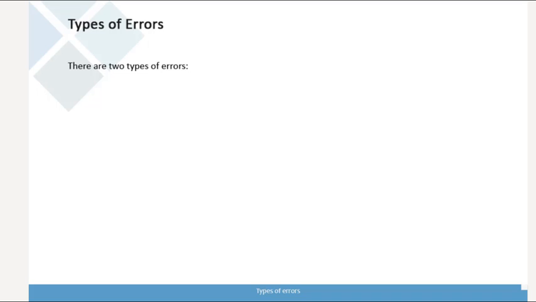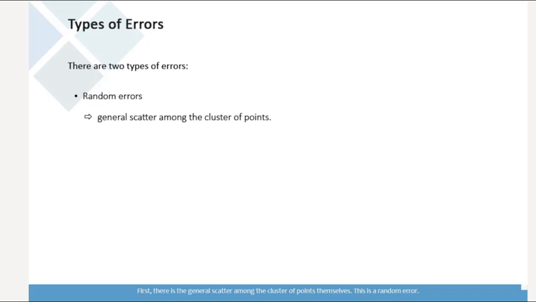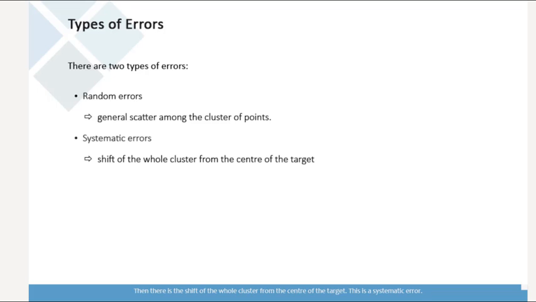There are 2 types of errors. First, there is the general scatter among the cluster points themselves. This is a random error. Then there is the shift of the whole cluster from the center of the target. This is a systematic error.